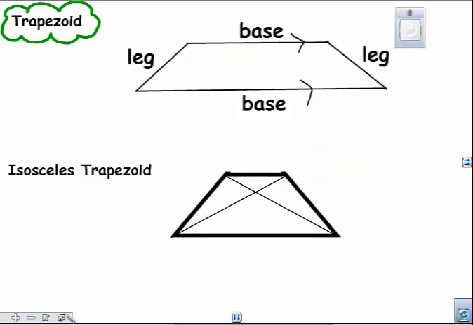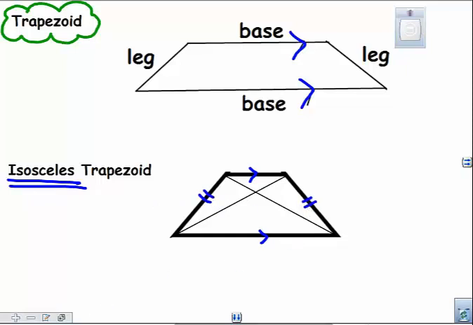Now for a trapezoid, okay, you need to know the parts of a trapezoid, the sides that are parallel. Remember, there's only one set of parallel sides. Those are called your bases. You won't always sit on your base, okay, but the base is the 2 parallel sides. The other sides are called your legs. Okay, isosceles trapezoids mean that the 2 legs are congruent. Okay, so these 2 would be parallel, and these 2 would be marked congruent.